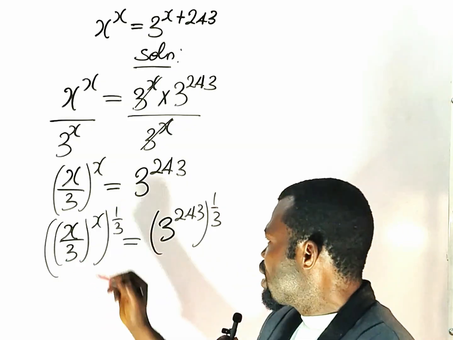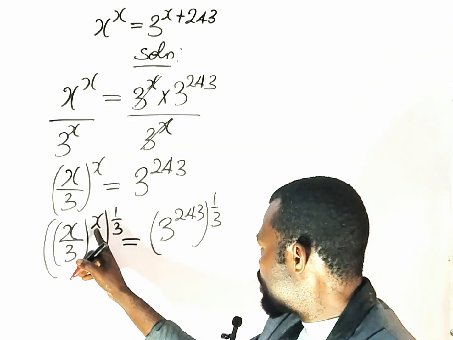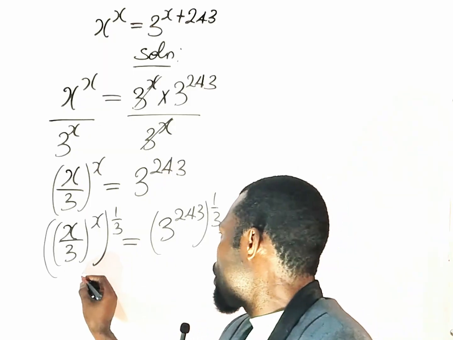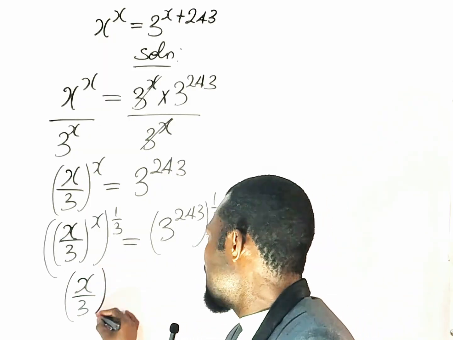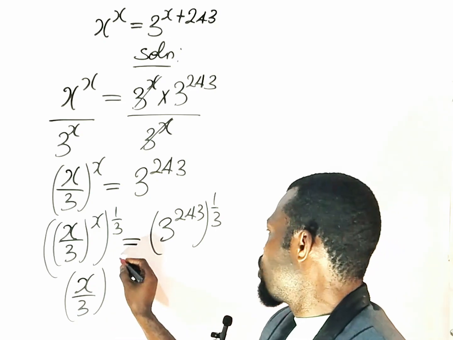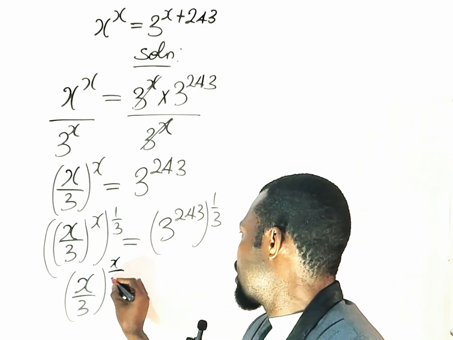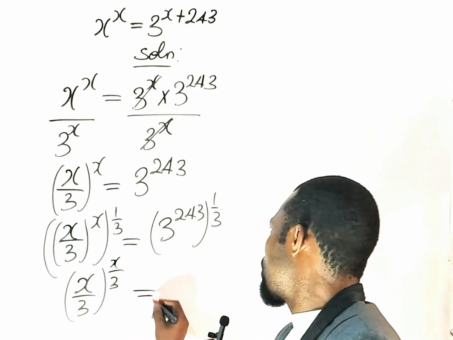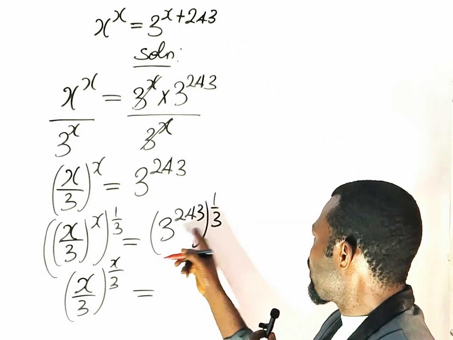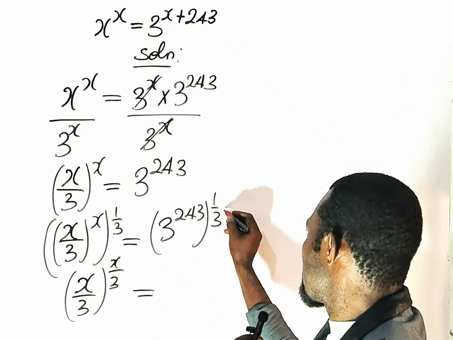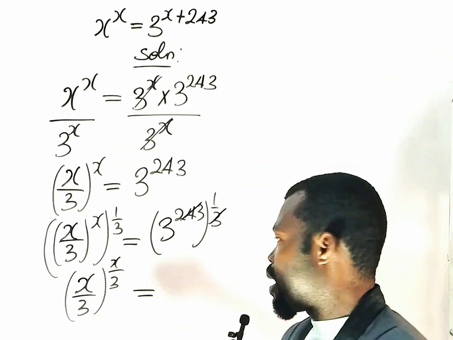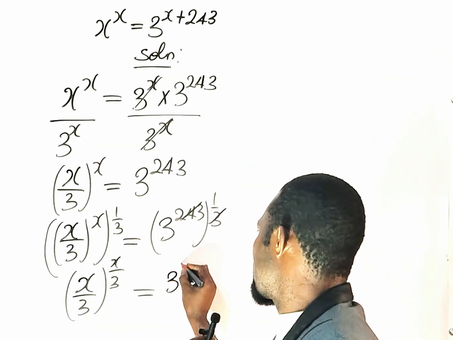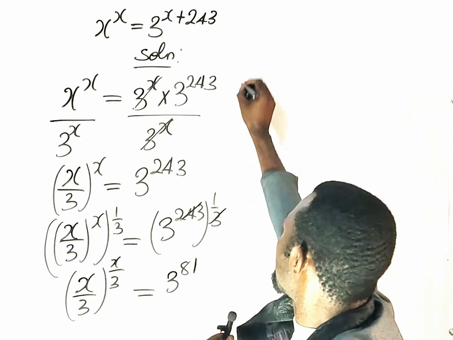Now, according to the rule of indices, we simply multiply the exponents so that we have x over 3. Multiplying the exponent, x times 1/3 will give us x over 3. And this is equal to, now multiplying the exponent implies 243 divided by 3, we get 81. So this is 3^81.